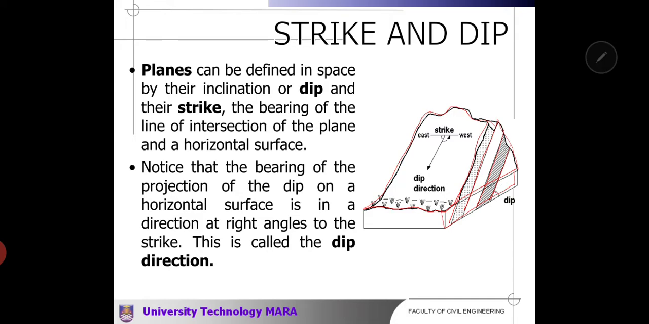You can measure this using a compass, and it will give us the value in terms of degrees. For example, 10 degrees, 20 degrees, or 30 degrees, or whatever value you get from the compass, that will be the dip angle value. And to understand it, we use another terminology to explain, which is dip direction.